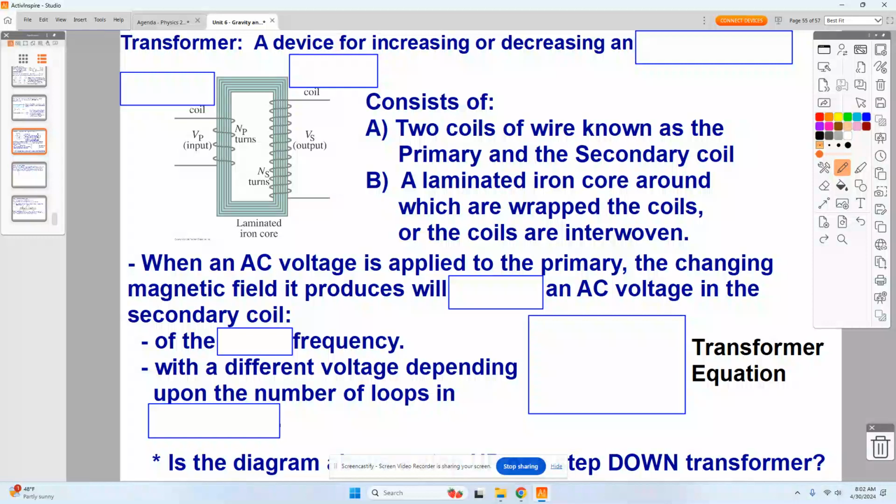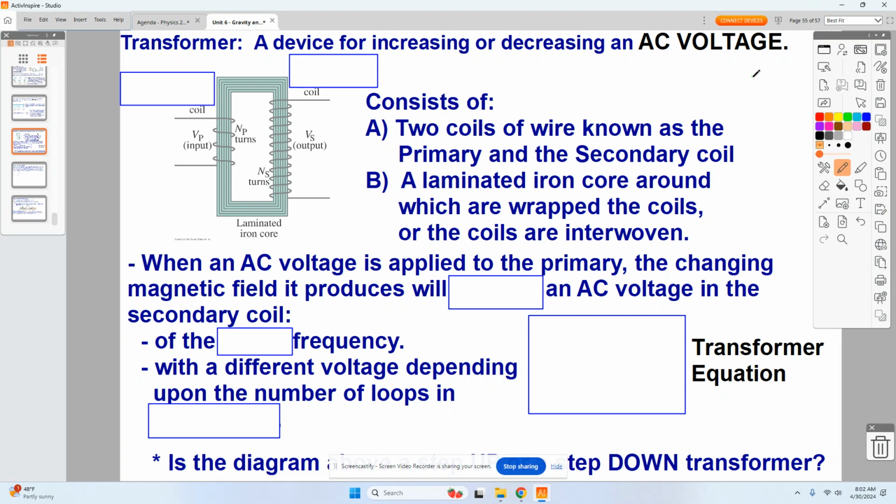Transformers are critical to our electrical infrastructure. It is a device for increasing or decreasing an AC voltage. Now, transformers only work with AC. They do not work with DC. The main reason why Tesla won the current wars is because of the transformer, because you can take an AC voltage and change its value. You cannot do that with a DC using this kind of device.